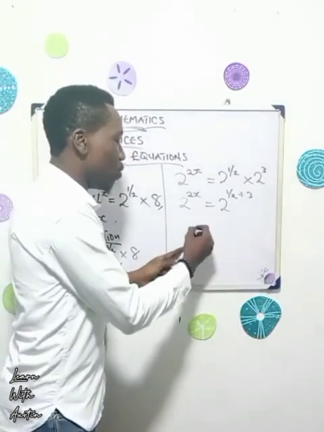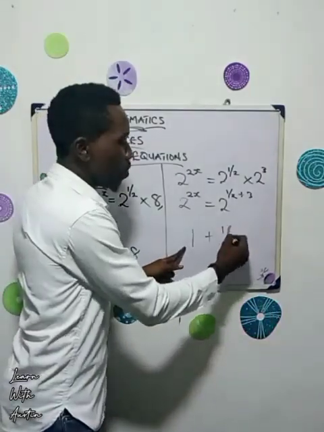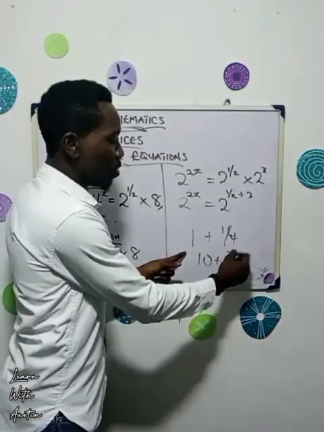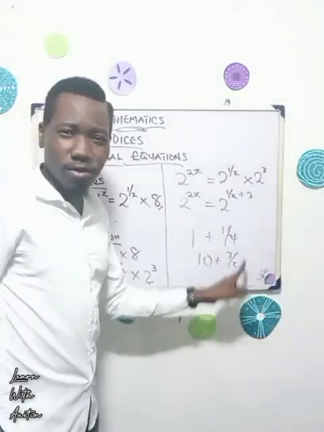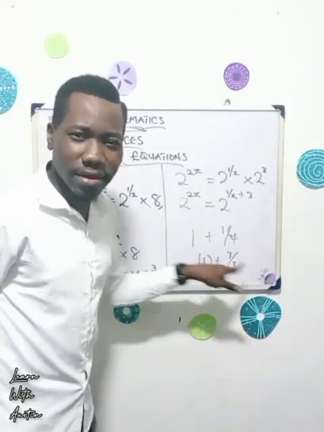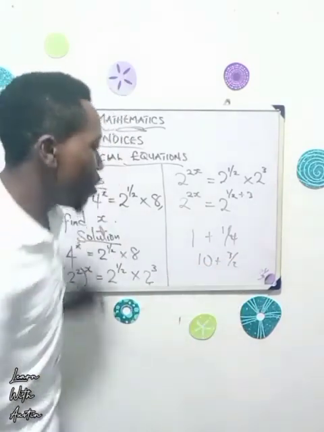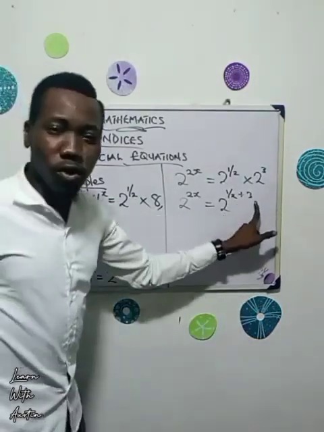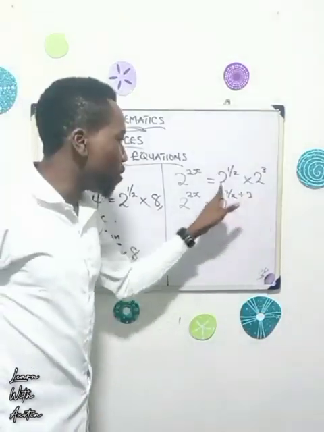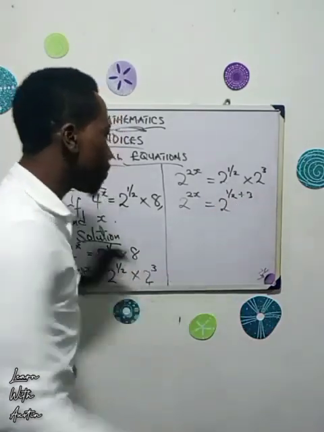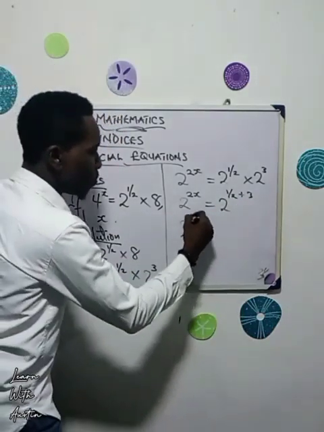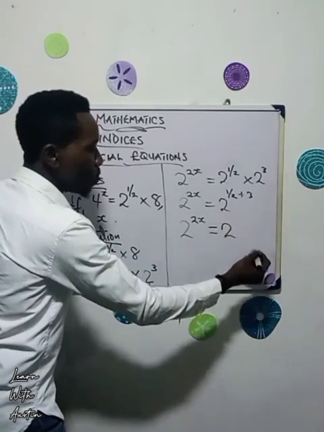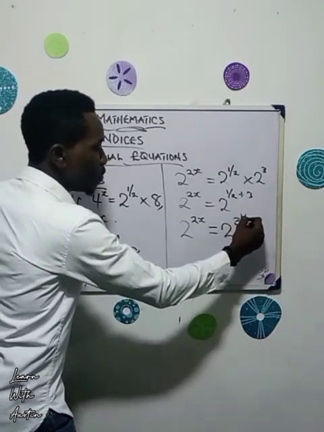Just combine them. 1 plus 1 over 4. By the way, 3 over 2 is 1 whole number 1 over 2. So you add it up, it gives you 11 over 1 over 2. And so this gives us 2 raised to the power of 2x equals 2 raised to the power of 3 whole number 1 over 2.